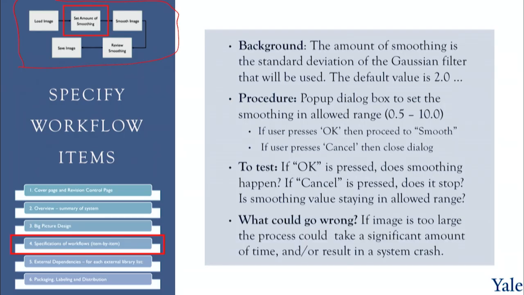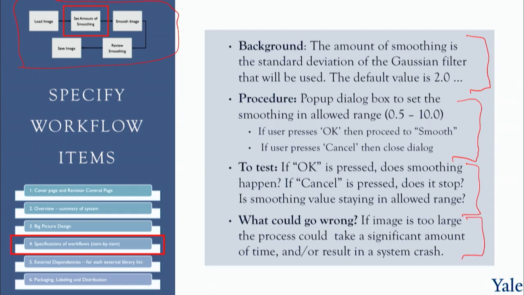If the image is too large, the process could take a significant amount of time and/or result in a system crash. So this is the specification of one step in a workflow: the background, why we're doing what we're doing, the actual procedure, how would one test it, and some built-in risk management. What could go wrong? So we can now think about capturing some of this in the actual design.